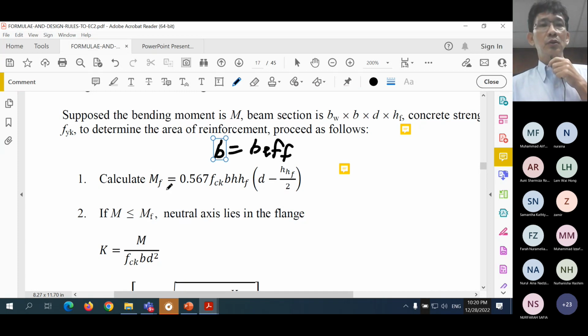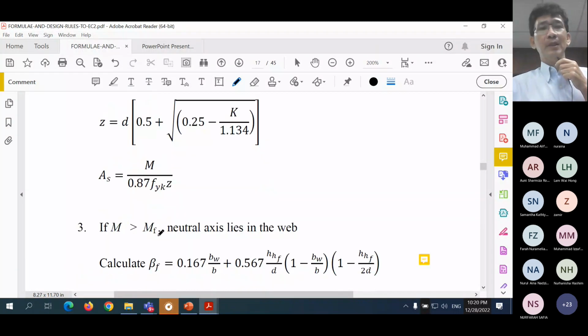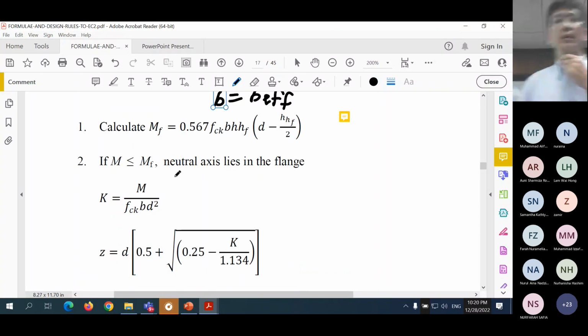Then there are two checks that we have to do to determine whether the neutral axis lies in the flange or lies in the web. Okay, so that is the thing that we do next. After you calculate MF, you compare your design bending moment, MED, whether it's less than or equal to MF or more than MF. Okay. If less than or equal to MF, then the neutral axis lies in the flange.